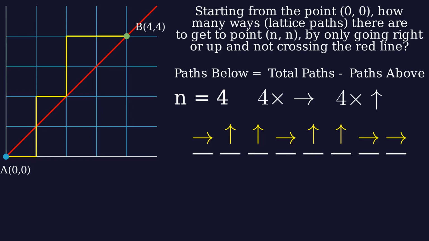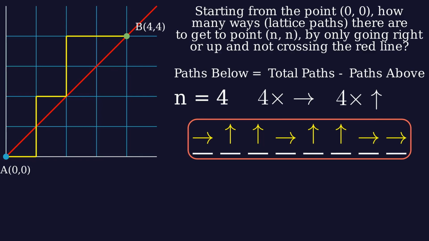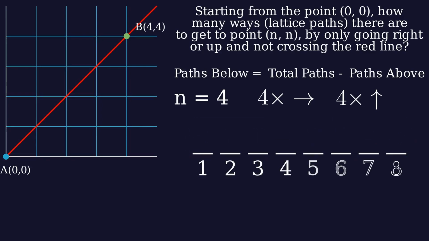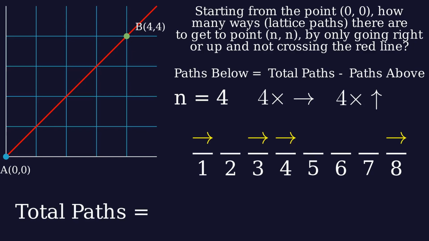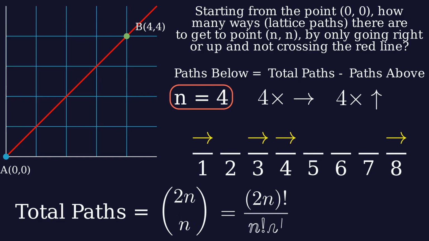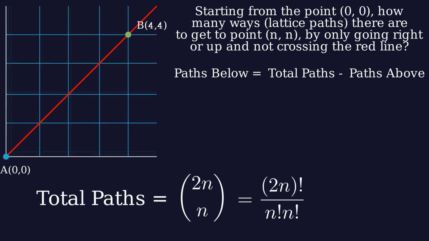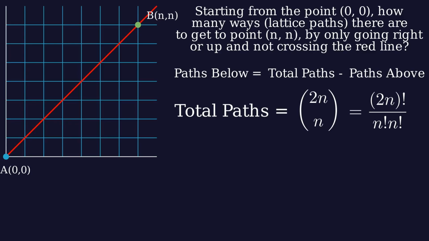So, to calculate the total number of paths, we just need to figure out how many ways there are to arrange these terms. So we have 8 steps in total, and we choose how to arrange the 4 right steps. The other steps will be up steps. So, the total number of paths is equal to 8 choose 4. N is equal to 4, so the general formula for calculating the number of total paths to get to the point (n, n) would be equal to 2n choose n, and that is equal to 2n factorial over n factorial times n factorial. Now we need to figure out how many of these paths go above the diagonal, and there is a brilliant way to do that.